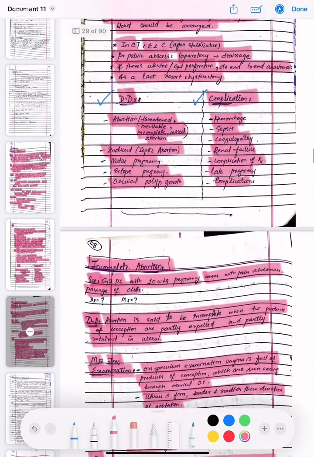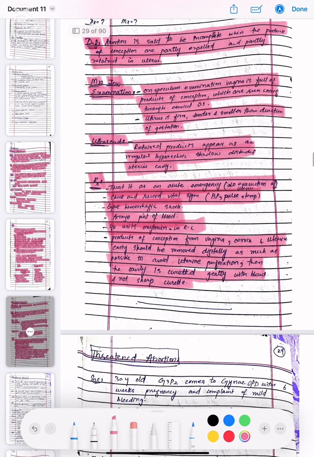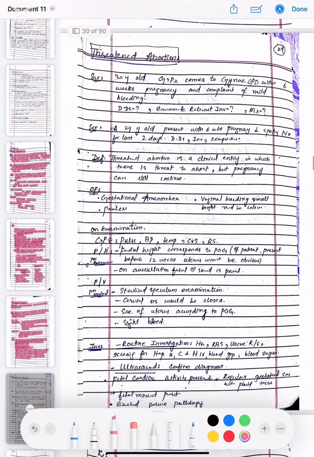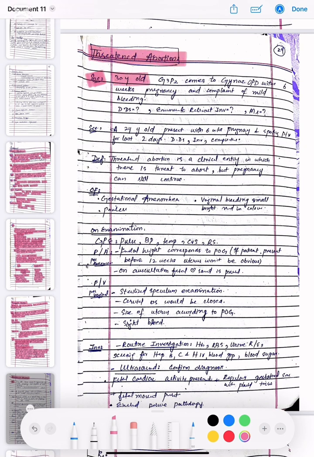So we have discussed the incomplete abortion, the scenario, the definition, the management options, and the examination, the ultrasound, and the specific treatment for the incomplete abortion. Now coming towards the threatened abortion, we are having a scenario that there is a 30-year-old G3P2 comes to gynae OPD with 6 weeks pregnancy and complains of mild bleeding.